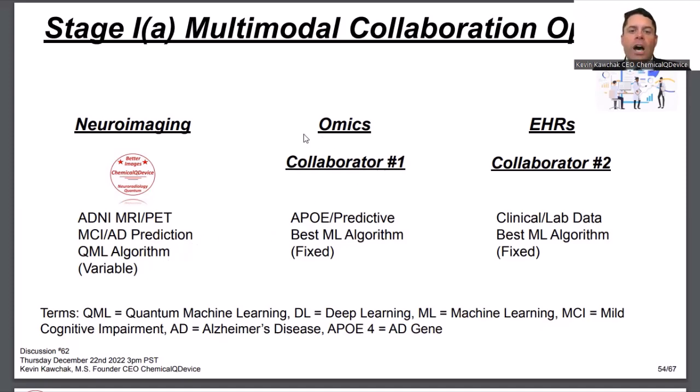And then in omics, we talked about this before, if it's a blood test, this is more fixed. And that's the approach: you don't want to change too many variables in order to prove that a new piece of the multimodal framework is working, so keep that fixed. Likewise, EHRs and clinical data use the current best ML algorithm. And again, the only thing that changes is the new quantum algorithm with the brain images.